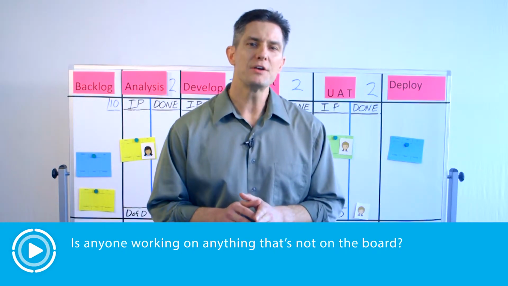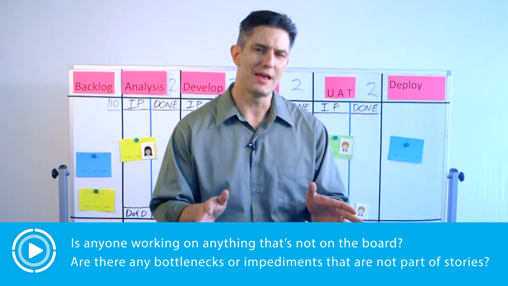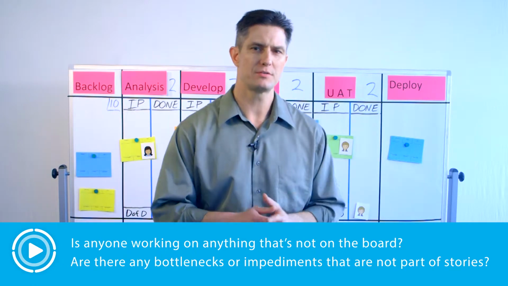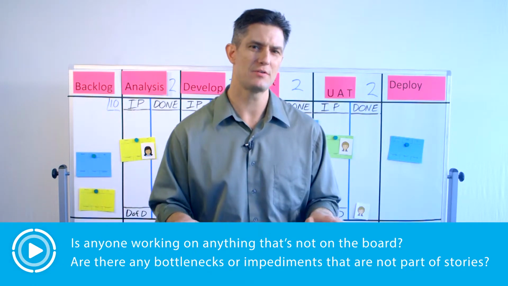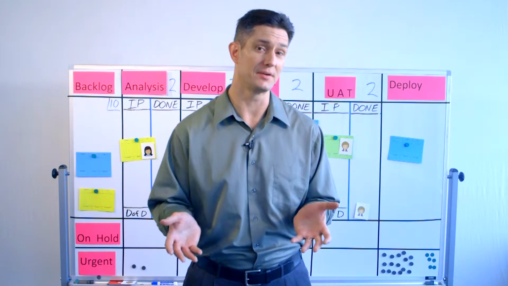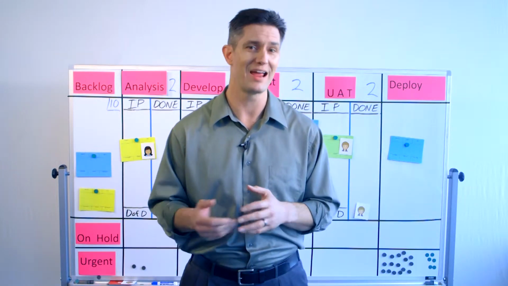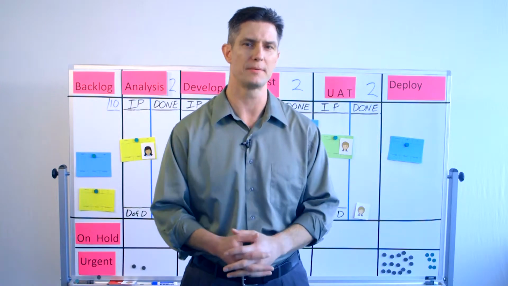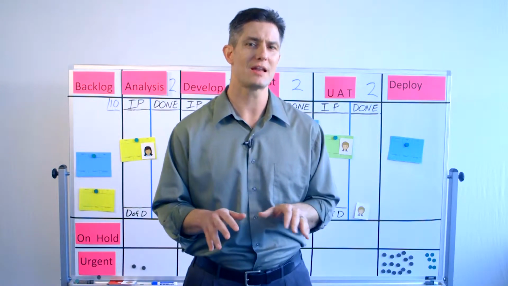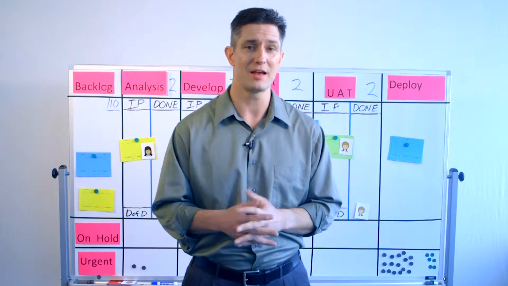Following that, I also recommend asking, are there any bottlenecks or impediments that are not part of our stories? If there's anything that is slowing down our flow of work, we should address it here. It could be another team, something we need from management, a tooling problem, or anything else that is stopping the work from flowing. The team may need to take these items offline for a deeper discussion right after.